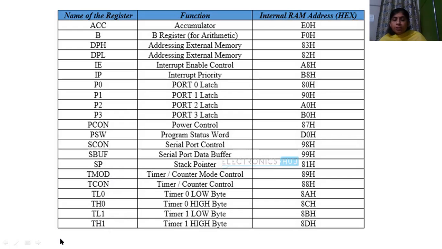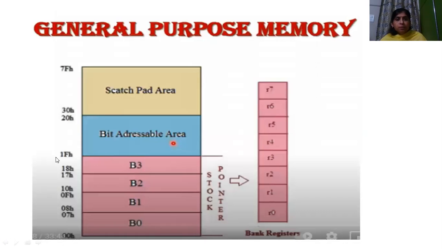So in this lecture we will discuss about the different types of register. This is the general purpose memory having four banks, B0, B1, B2 and B3. These are the addresses given from 00H to 1FH. This is the bit addressable area and this is the scratch pad area. Each bank consists of 8-bit registers.